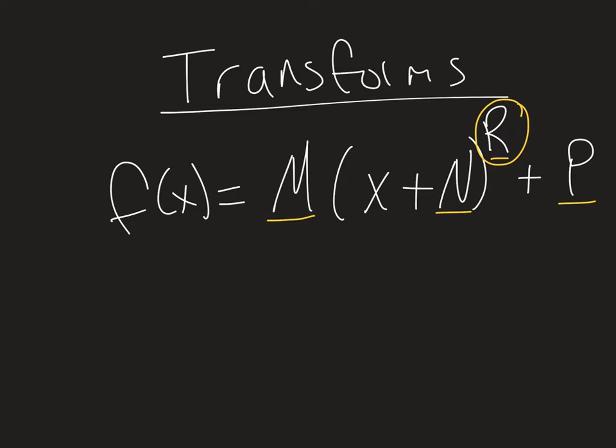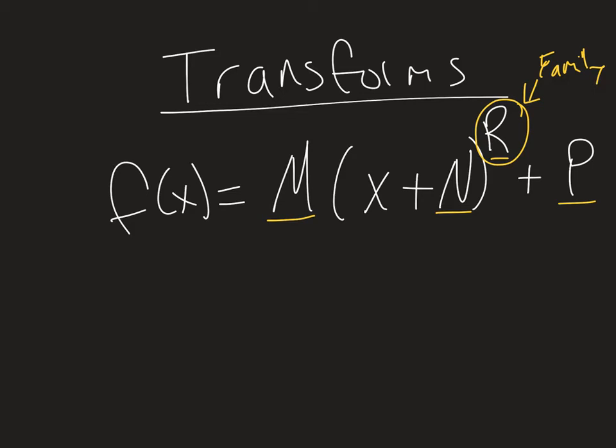So if it's a 3, you're talking about a cubic. If it's a 2, you're talking about a quadratic. If it's a half, you're talking about a square root function. If it's -1, you're talking about a reciprocal. So this is going to tell you what family you're in, basically comparing to the parent function.